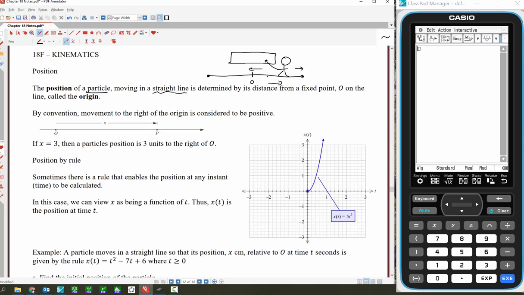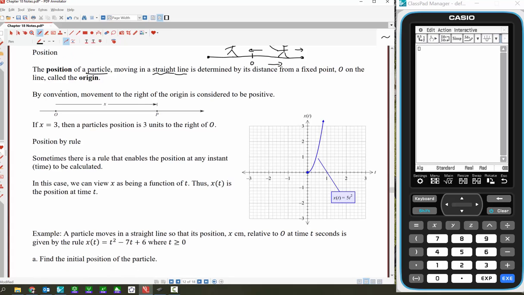So if I'm starting at the origin and moving in this direction here to the right, we say that that's positive. Okay, so I could say that my position would be 2 meters to the right of the origin if I was here. If I then moved across to this point here and was teaching at this point here, I could say 2 to the left or -2. Right, so if x equals 3, then the particle's position is 3 units to the right of the origin. If x, in this case, was here, and x was equal to 1, we would say that it is 1 unit to the left of the origin, or x is equal to -1.